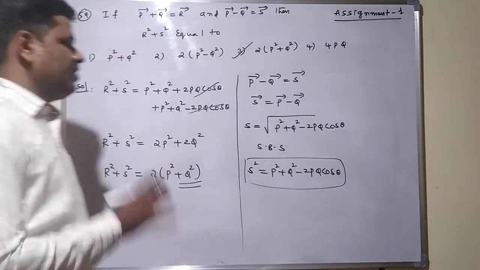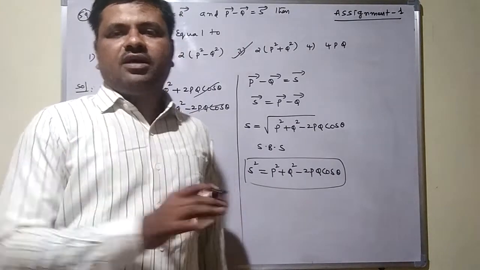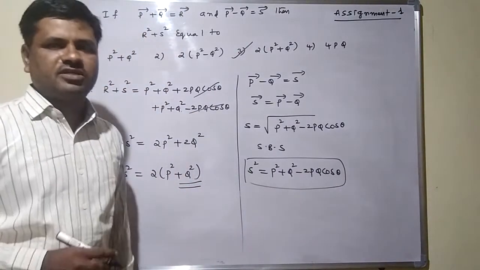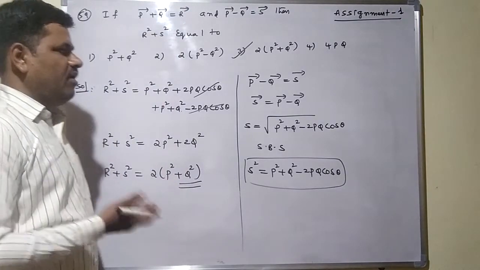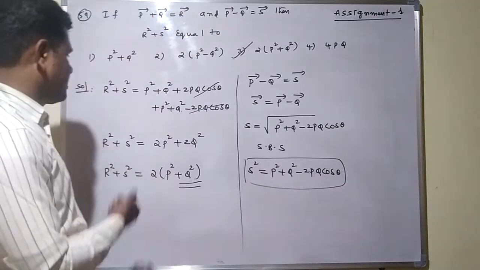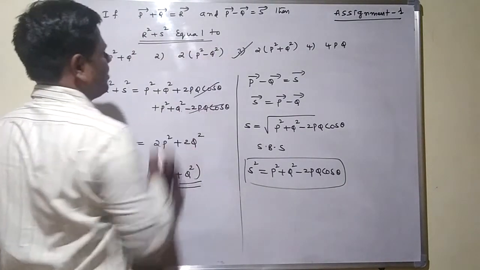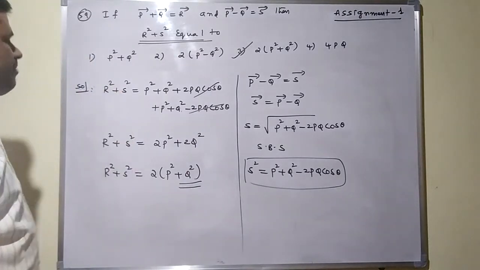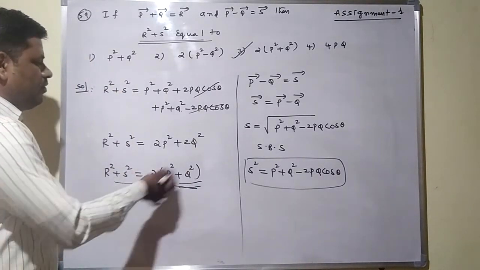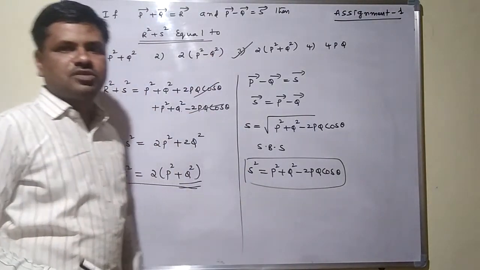This problem we are solving using vectors addition and vectors subtraction. Here the vector addition formula we are applying, and the vector subtraction formula. From this we can get the R square and S square values. But in the problem they are asking for the R square plus S square value. When calculating R square plus S square, we get 2 into P square plus Q square. So which option is correct here? The third option is correct here.